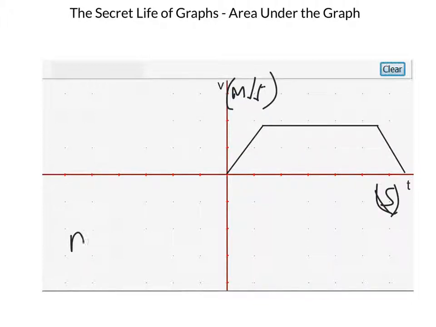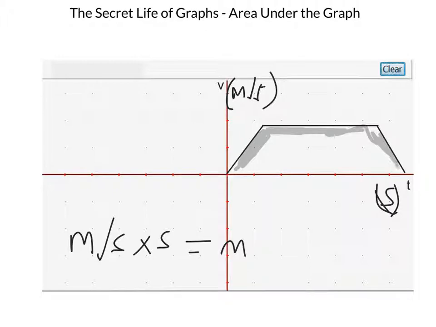If I multiply meters per second by seconds, I get meters. When you find the area under the graph, that's in effect what you're doing. You're finding out an area. Area is sort of like length by width. Although for this one here, I could use the trapezium rule to find this area. If I find this area underneath using the trapezium rule, I'll find the distance that's been travelled by this car. The area under the graph is the distance for this car.